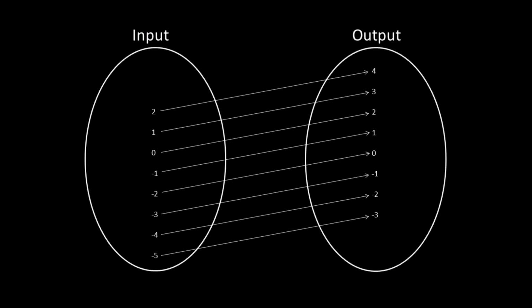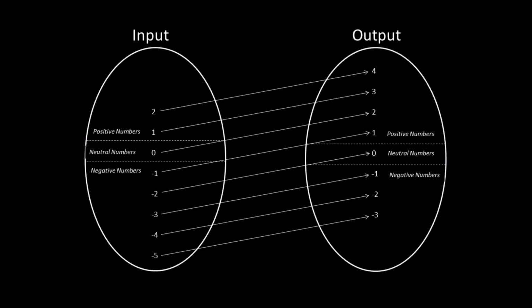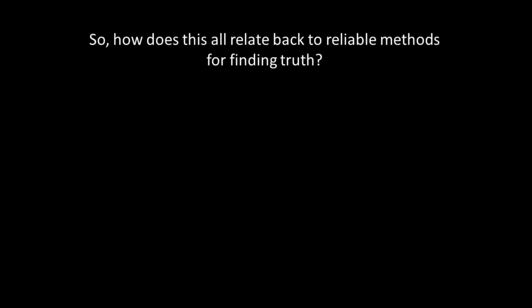We can also subcategorize the input and the output sets to be a little bit more specific and to show properties. In the case of numbers, we can show positive numbers, neutral numbers, and negative numbers, like so. This allows us to be able to show more structure in the sets and maybe deduce more conclusions based on them. But how does this relate back to reliable methods for finding truth?